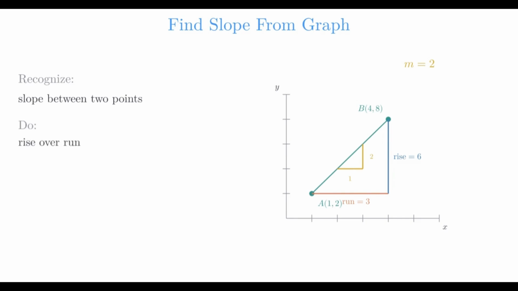Picture a right triangle between the points. The vertical leg is rise. The horizontal leg is run. Slope equals the change in y divided by the change in x. A bigger slope means a steeper line.